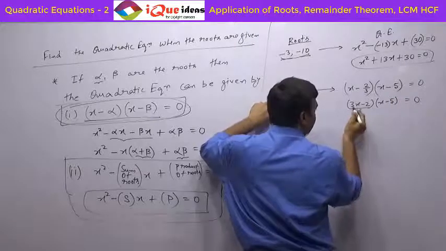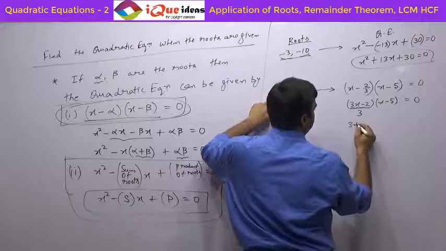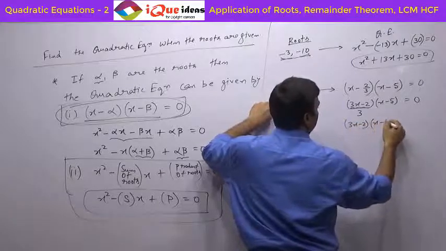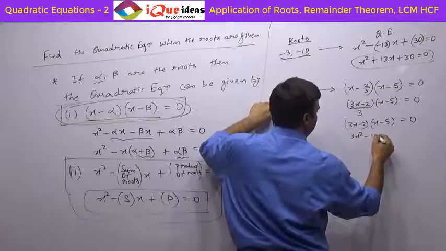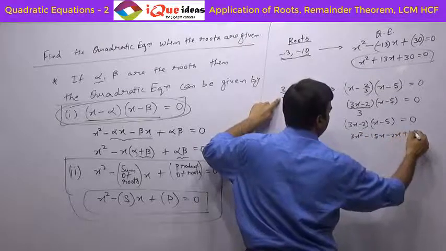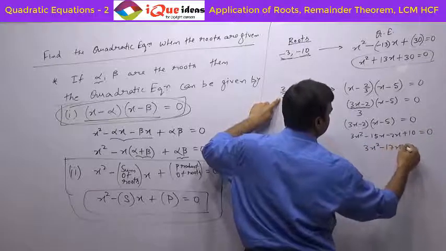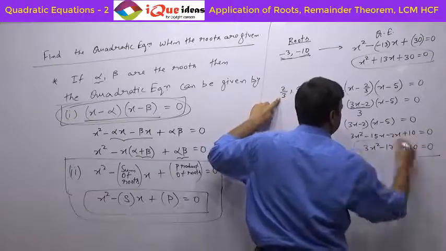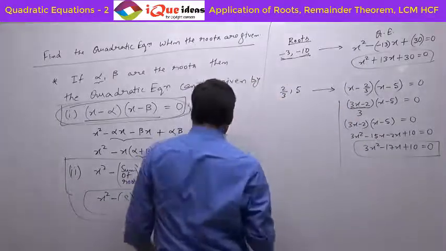So what we could have done is directly taken this expression. 3 goes to the other side, becomes 0. So it is (3x minus 2) into (x minus 5) equal to 0. Open it, it will be 3x square minus 15x minus 2x plus 10 equal to 0. So this gives us 3x square minus 17x plus 10 equal to 0. So this is the answer of this question. This is method 1. Now let's look at the direct method, which is the second method.